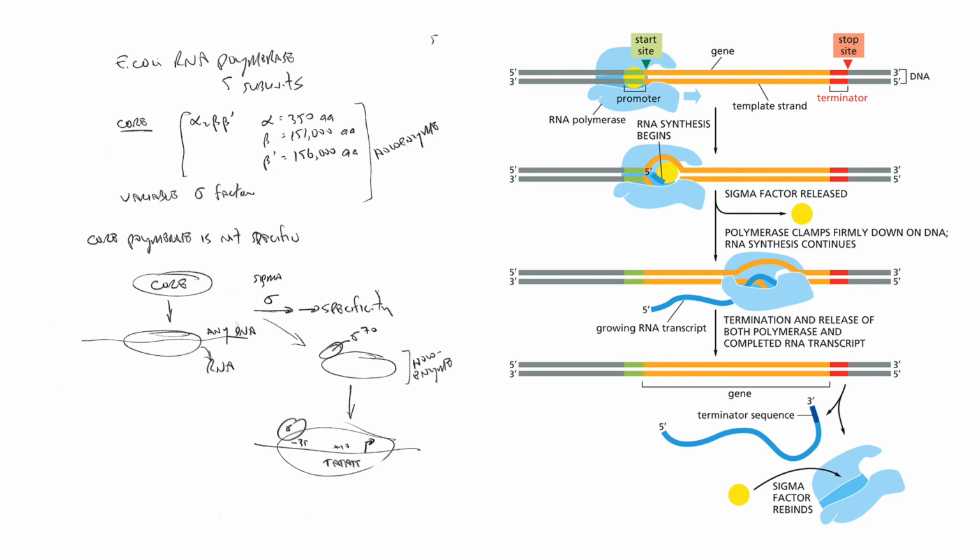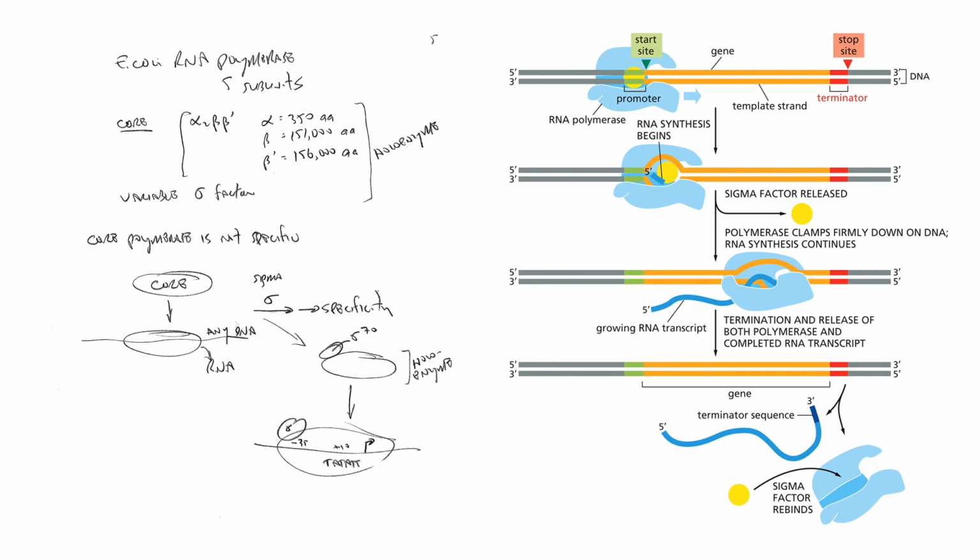And that's just illustrated again on the right-hand side. This is from the book. So you have the start sites. The RNA polymerase is shown in blue. And you have the promoter, which is kind of bracketed out. And the sigma factor is that little yellow ball. So the sigma factor gives it the specificity. Then it goes ahead and starts transcription. And then the sigma factor is released. And you get transcription. But the main point here is that the sigma factor is required for specificity.